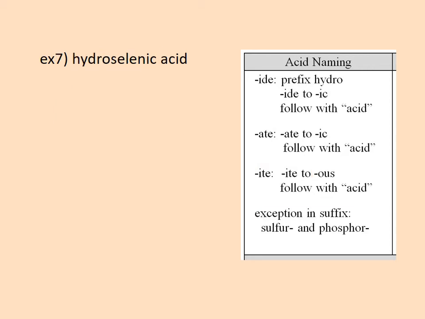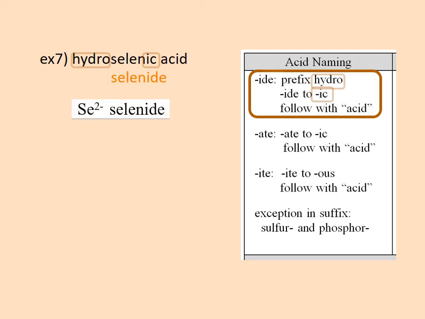Example 7, hydroselenic acid. I have hydro and "ic", and if I have hydro and "ic", the original ending is "ide". So I'm looking up selenide on my negative ions list, and that is Se2-. Since I have a -2, I will need 2 hydrogens on the front. So the formula for hydroselenic acid is H2Se.